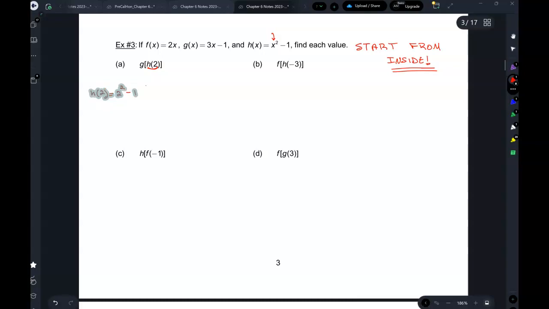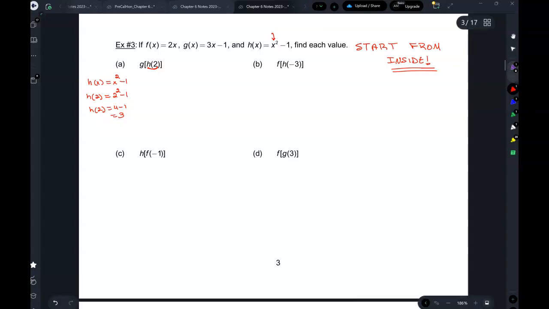So we want h of 2. Okay, let's do this again. 2 replaces that. Right. Okay, I have h of 2. So I'm going to use h. Well, h of 2, yes, x becomes 2. So 2 squared minus 1. H of 2 is 4 minus 1, 3.